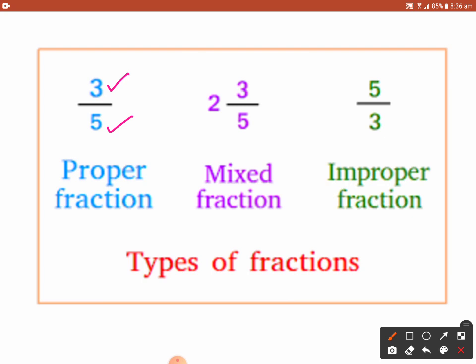The second type of fraction is called a mixed fraction, which is a combination of a whole number and a proper fraction. And the third type of fraction that we are going to discuss today is called an improper fraction, where the numerator is bigger than the denominator. For example, 5 upon 3. 5, which is the numerator, is bigger than 3. That is why this fraction is improper.